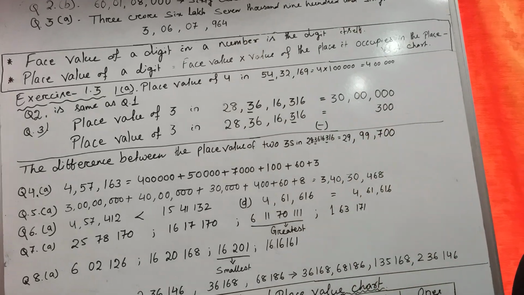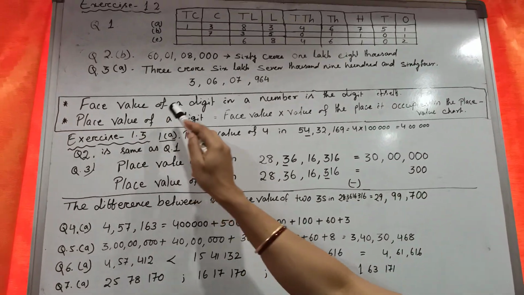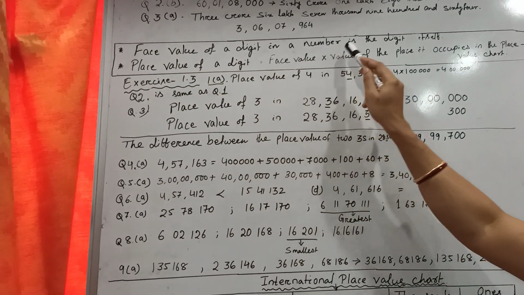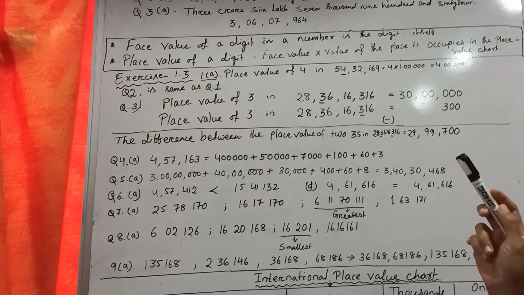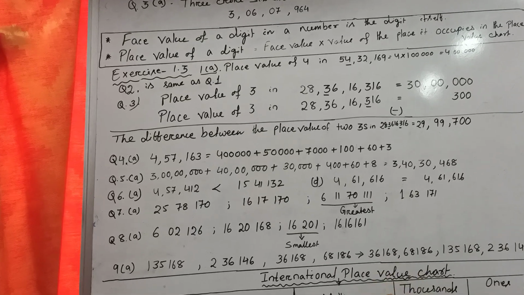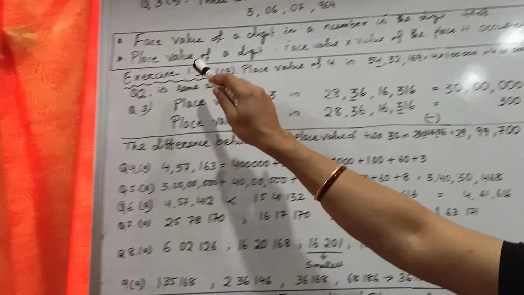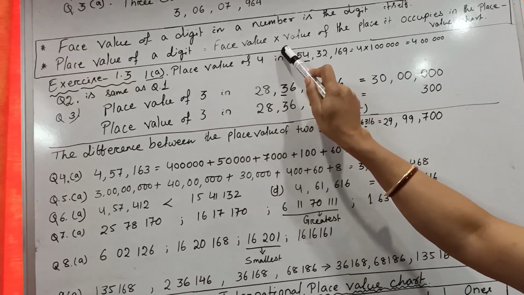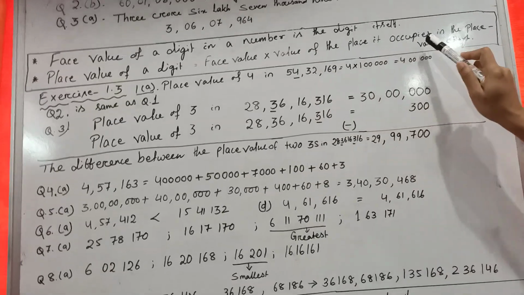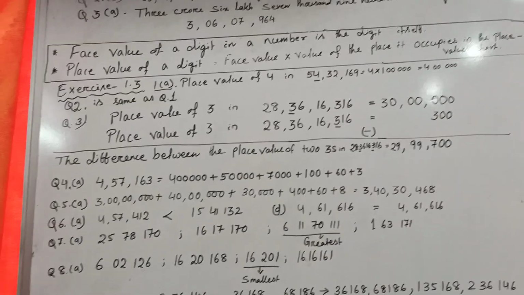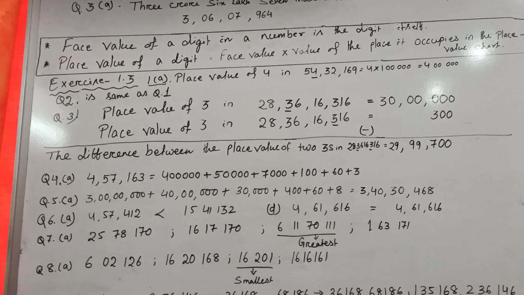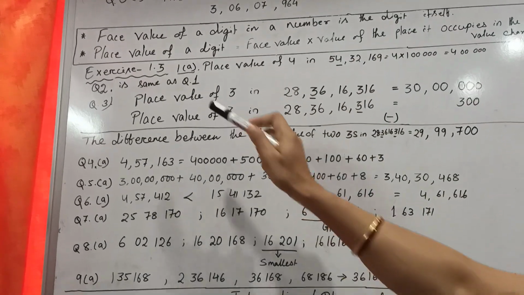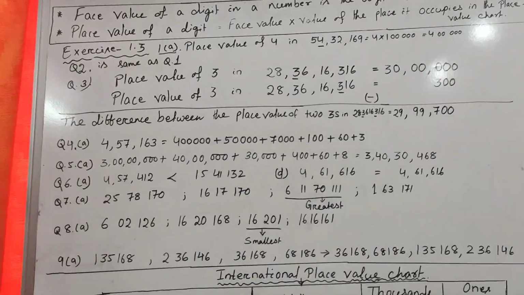Then face value of a digit. What is face value? Face value of a digit in a number is the digit itself. What is place value? Place value of a digit is the face value into the value of the place it occupies in the place value chart. That is called place value. This part also I have discussed in the previous video. Let us discuss exercise 1.3.